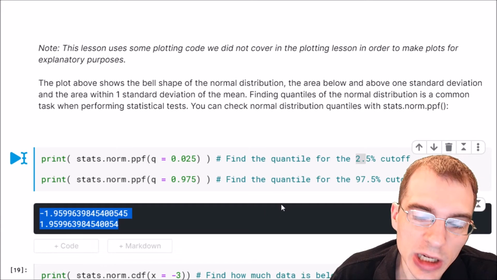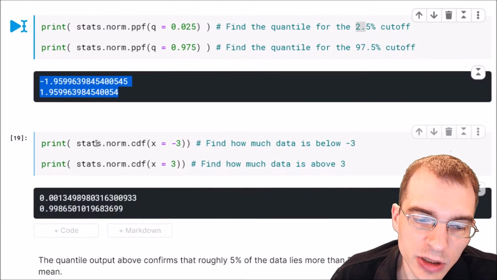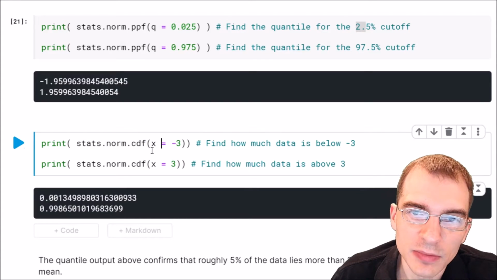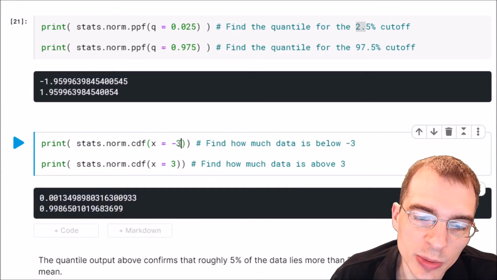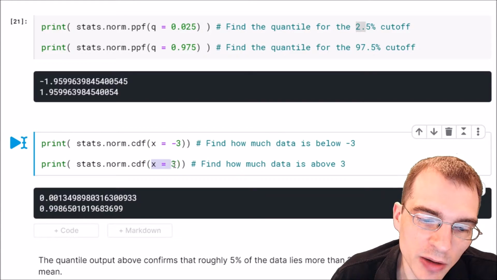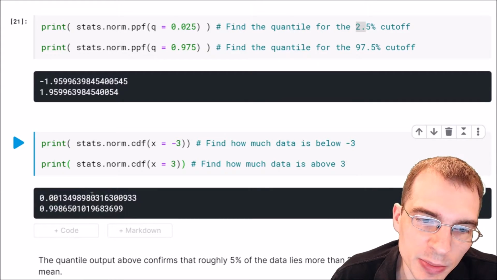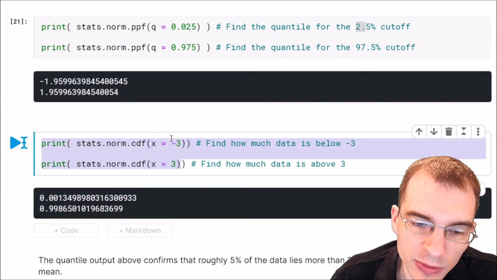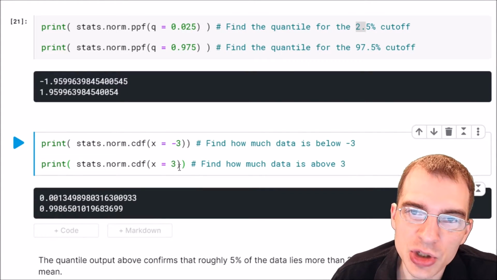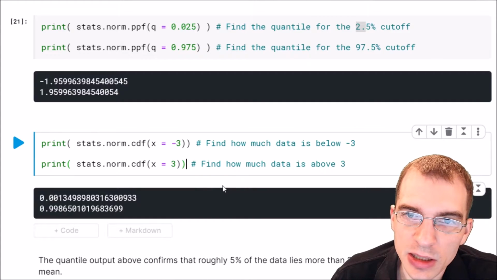And if we instead wanted to check how much of the data lies beyond a given cutoff value, so we're instead taking the cutoff value and saying what is the percentage of the data that lies beyond that, we can do that with .cdf. So here we'll do stats.norm.cdf, and this time we'll ask it how much of the data is below -3, so that's about 3 standard deviations below the mean. And we'll also say how much is above 3 standard deviations from the mean. And when we run that, we see that approximately 0.3% or so of the data is outside of 3 standard deviations of the mean. So that aligns with the general rule that 99.7% of the data for a normal distribution is within 3 standard deviations of the mean.